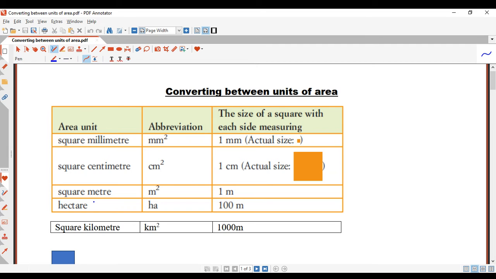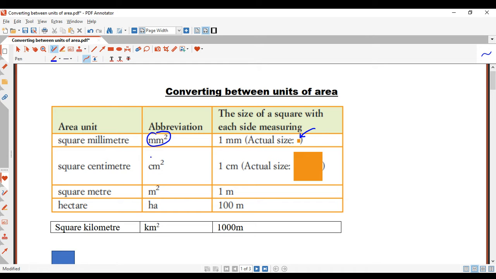Okay, boys, we're going to look at converting between units of area. So let's just have a look at this table just to get some idea of what units of area look like. In the first row here, we're looking at the square millimetre. This is how we write millimetres squared, millimetres with a little 2 up there. And the actual size, if you look at this tiny orange square here, that is a square millimetre. So that's how tiny 1 millimetre square is.